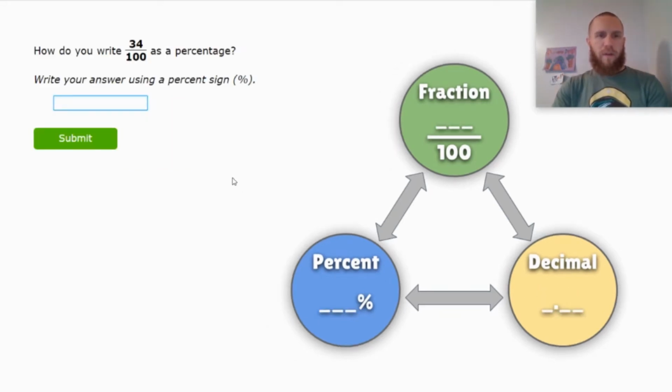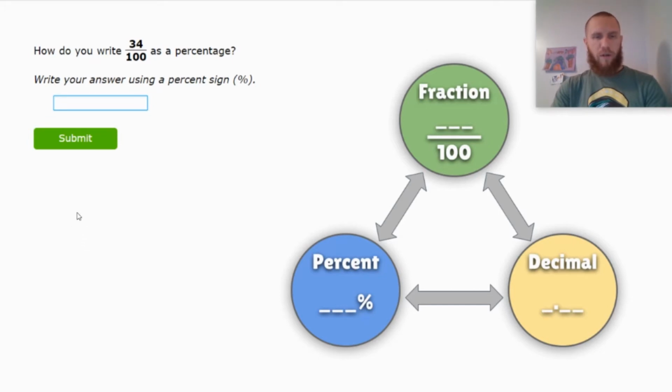So the first problem here is, how do you write 34 hundredths as a percentage, or 34 over 100? So 34 hundredths as a percentage, this one's pretty straightforward because we know that percent means out of 100. So how many out of 100? Well, it's 34 out of 100.